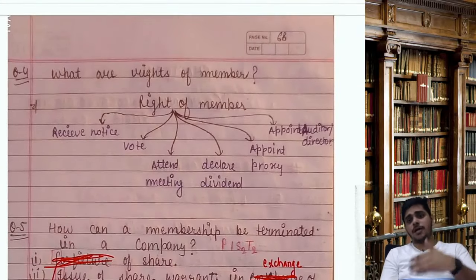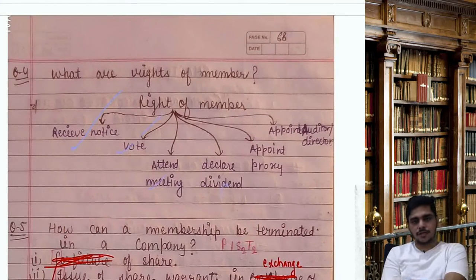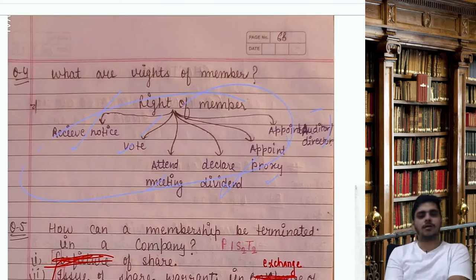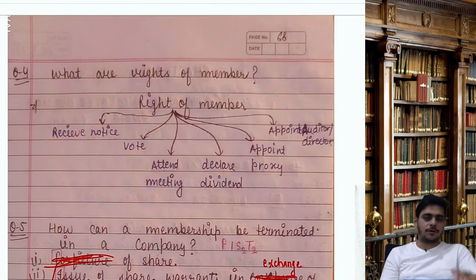Then, sir, what are the rights of a member? To receive notice, to vote, to attend meeting, to declare dividend, to appoint proxy, and to appoint auditor or director. So these are the rights of a member: receive notice, vote, attend meeting, declare dividend, appoint proxy, and appoint director or auditor.